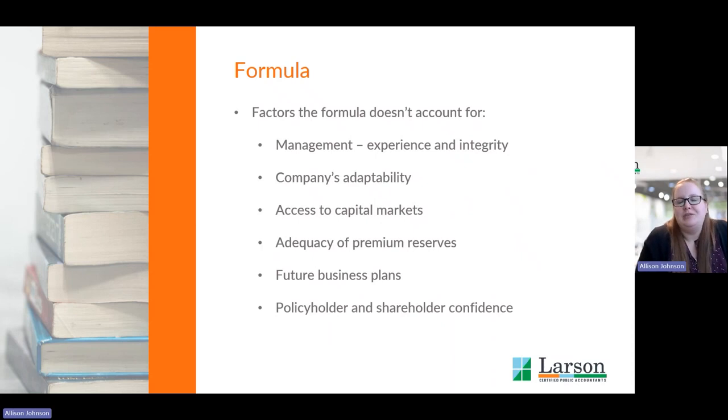There are a few things that this formula can't account for, that we can't necessarily quantify, but that should be considered when you're thinking about the risk of a company. These are things like management's experience and integrity, and the company's adaptability. If the market changes or there is a catastrophe, how quickly can they respond and address that in their business model? What kind of access do they have to capital markets, both how quickly can they get it and the quality? Also the adequacy of premium reserves, their future business plans, as well as policy and shareholder confidence. So remember, while RBC is useful, it's not the only thing we should be considering.